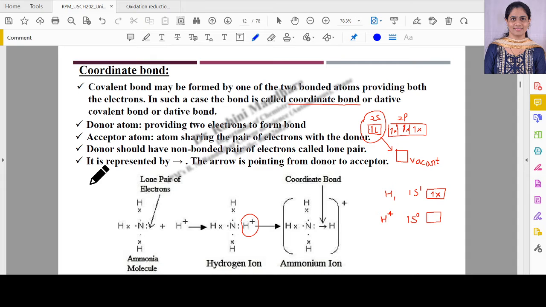We also saw the coordinate bond. A coordinate bond is formed by sharing of an electron pair from one atom, which is called the donor atom, to another atom, which is called the acceptor atom. The donor atom must have a lone pair of electrons to share and the acceptor atom must have an empty orbital to accept that electron pair. Since it is sharing of an electron pair from one atom to another, it is always shown by an arrow. The arrow points towards the acceptor atom and starts from the donor atom.